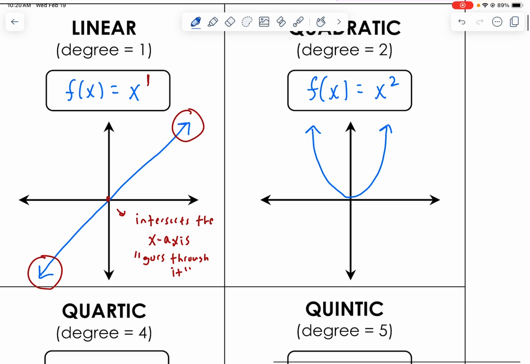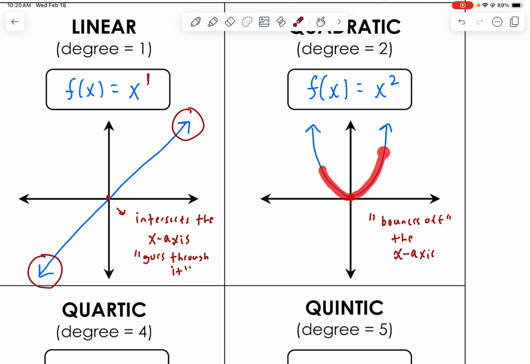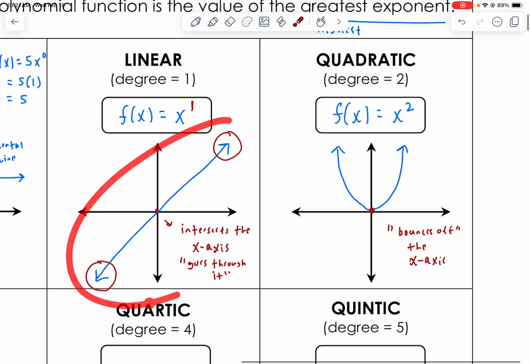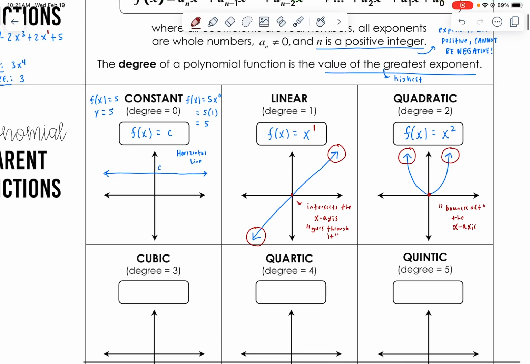And once again, here is one very important thing I want you to look at. But here, it'll intersect the x-axis only once. But here, it sort of bounces off the x-axis. So here we still hit the x-axis, but it bounces off. It doesn't intersect like the linear function does. And that's one idea I want you to think about. And here we think about end behavior. Both of these arrows are going up. Okay. So I want you to think about that.